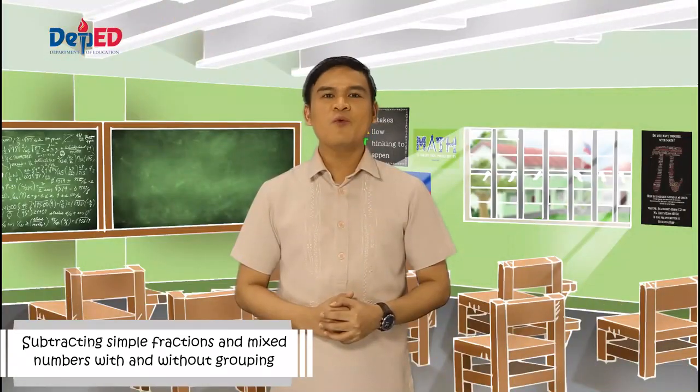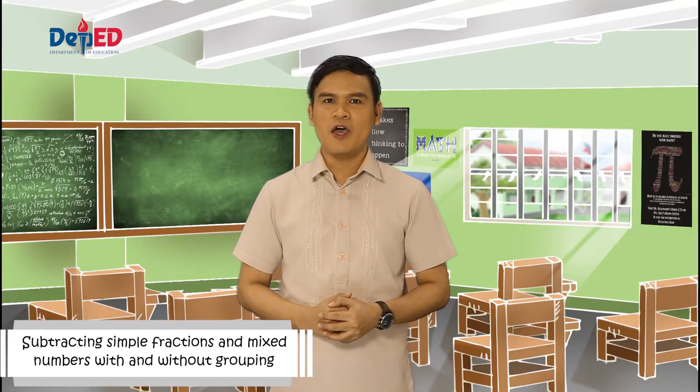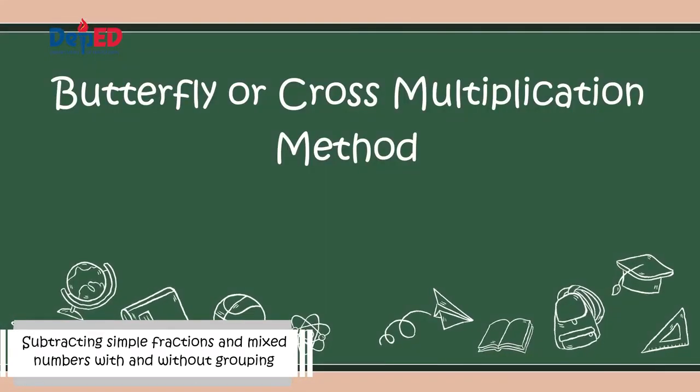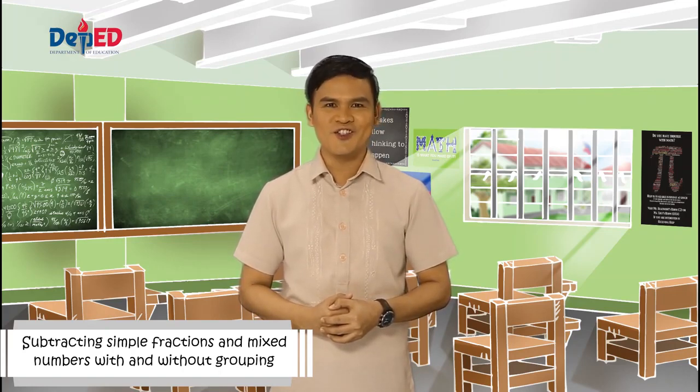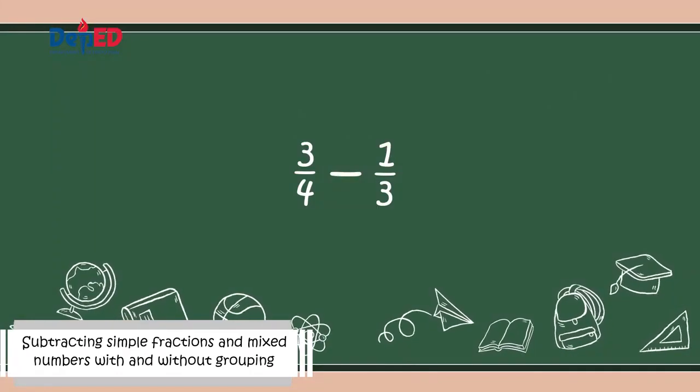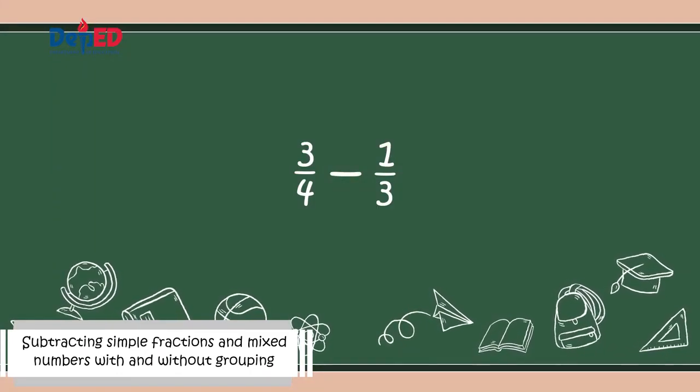This time, I will introduce to you another method, the butterfly or cross multiplication method. But this can be used only if the given fractions are composed of small digit numbers and are 2 dissimilar fractions. For example, 3/4 minus 1/3.